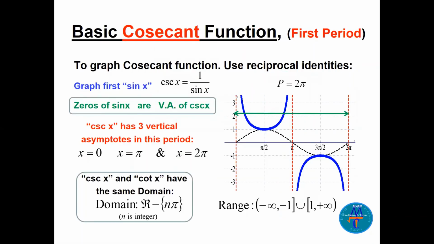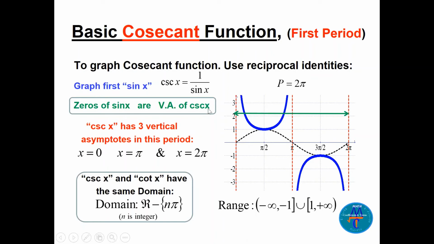Now, if you look at the cosecant, we know the cosecant function is 1 over sine of x. That's the reciprocal. So to graph cosecant, it's very important that you graph the sine first. See, the sine starts from 0, it will go to pi, and then it will go to 2 pi. That's one period. All the zeros of the sine, see, these are 3 zeros at 0, at pi, at 2 pi.